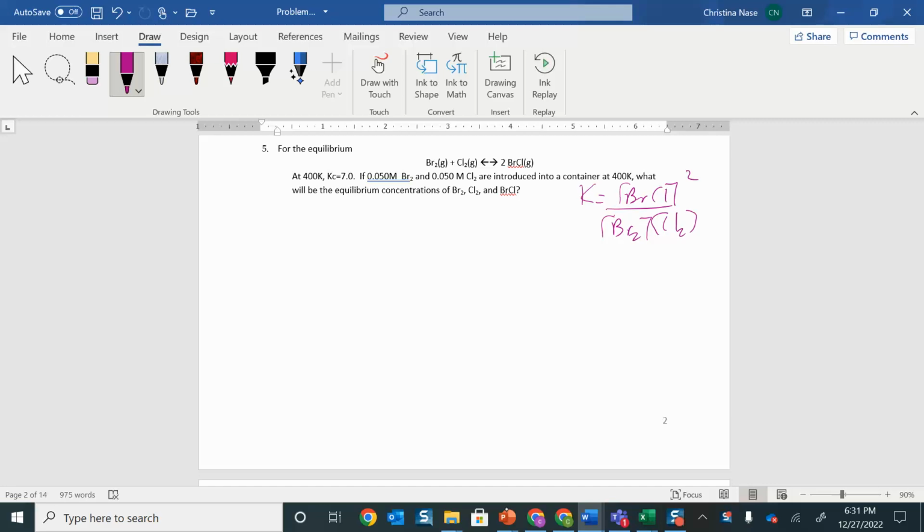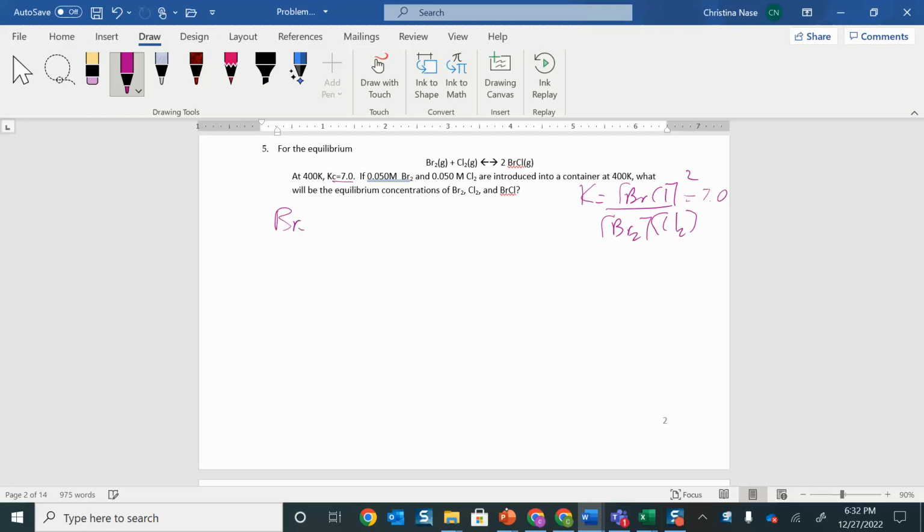So they give us the Kc. Don't worry about the temperature. But we know that this K, and the C just means we're using concentrations here, is going to equal 7. And they give us our initial concentrations of our two reactants. They don't tell us anything about the products, and then we want to find all the equilibrium concentrations.